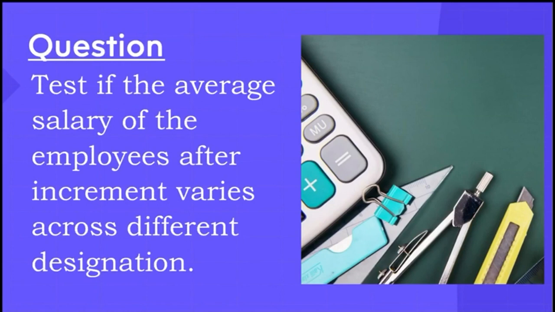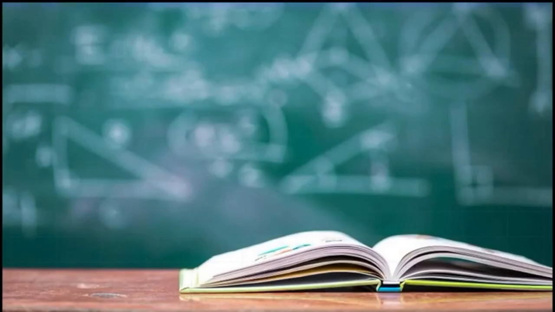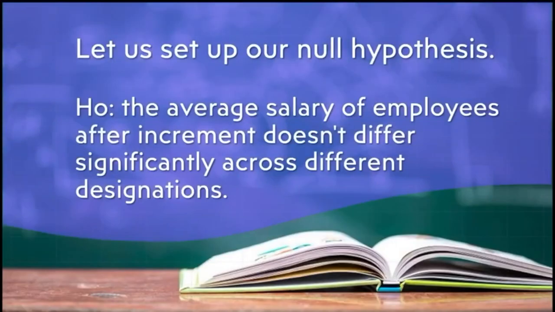Our question is, test if the average salary of the employees after increment varies across different designations. The dataset of this question will be shown in the later part of this video. Before that, let us set up the null hypothesis. The null hypothesis is denoted by H0, such that the average salary of employees after increment does not differ significantly across different designations.